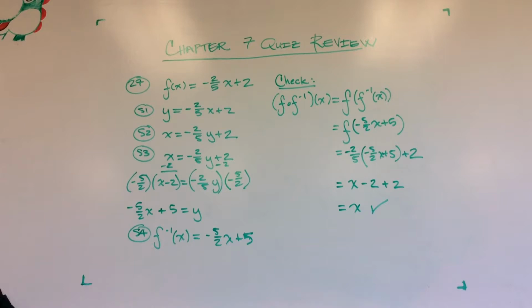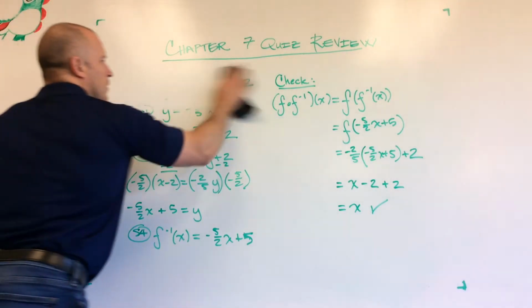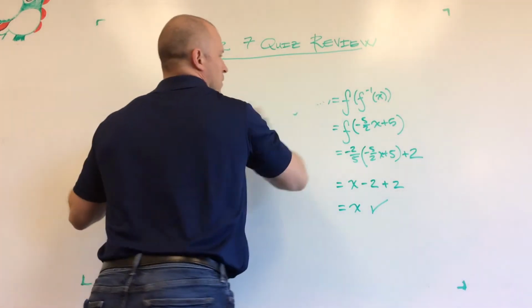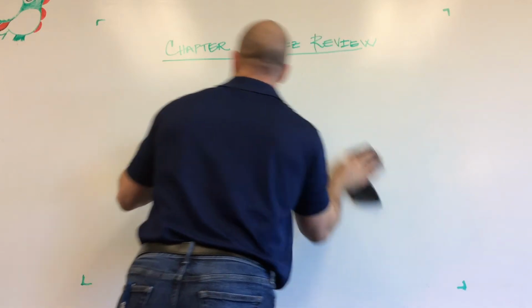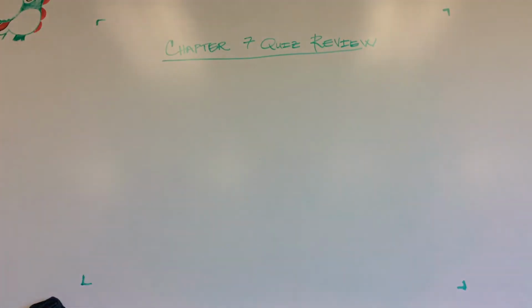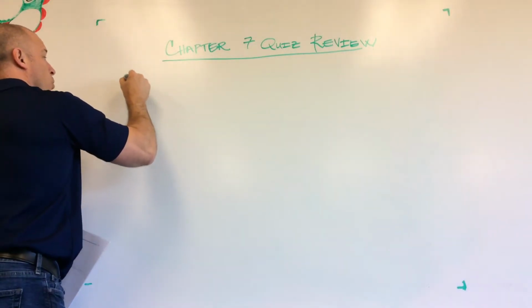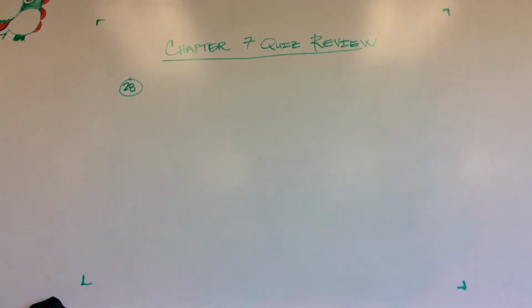All right, 28 and 29 are similar, but instead of calculating the inverse, they give you two functions and then ask whether they are inverses of one another. And so what we'll do, rather than calculating an inverse, we'll just take the composition of the two functions directly and see if it comes out equal to x. The only answer we have to give after showing our work is yes or no, whether or not they are inverses.